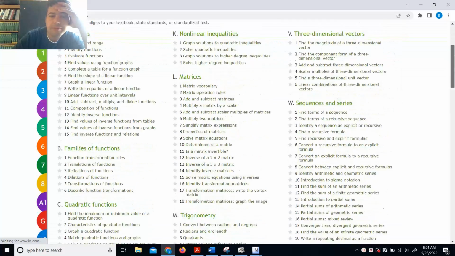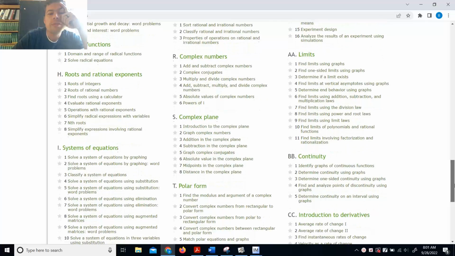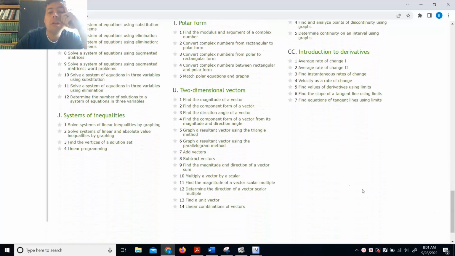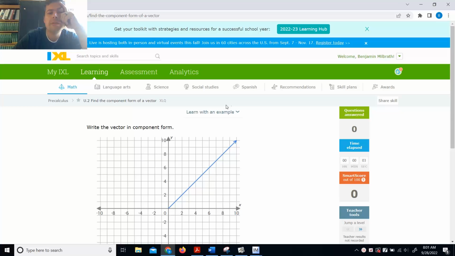Alright, so that was magnitude. That was your previous lesson. What's up next? Component form. Component form is ridiculously simple.